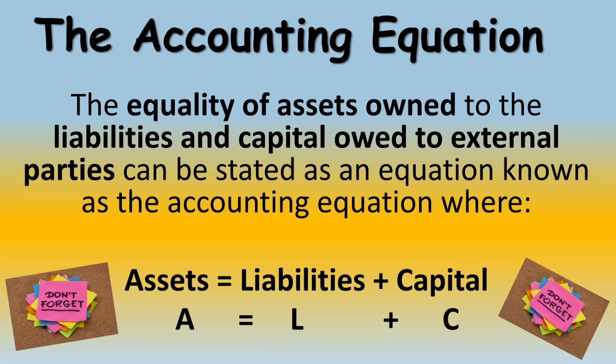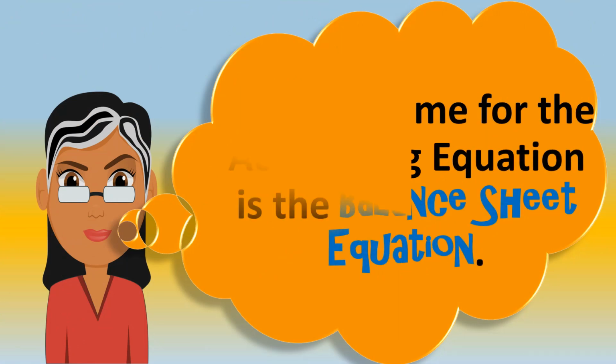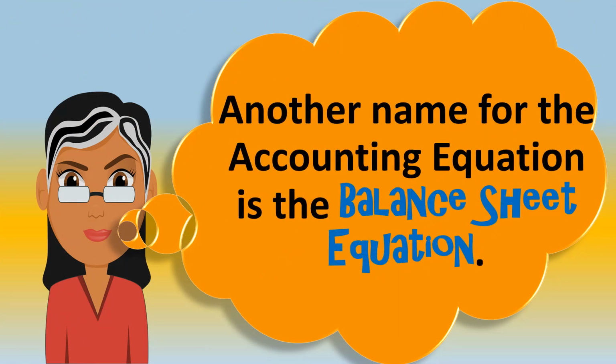The accounting equation shows the equality of assets owned to the liabilities and capital owed to external parties. As we know, it is expressed as assets equals liabilities plus capital, or A = L + C. Another name for the accounting equation, that's correct students, is the balance sheet equation.